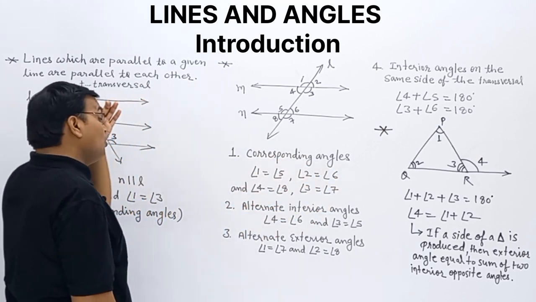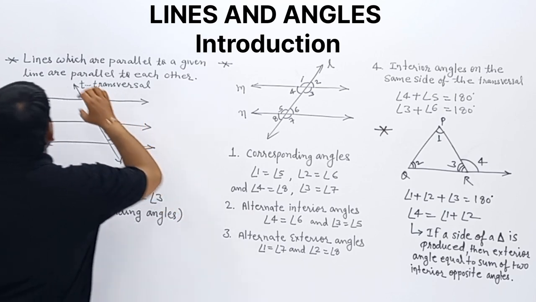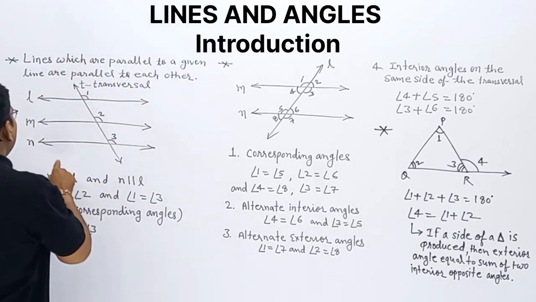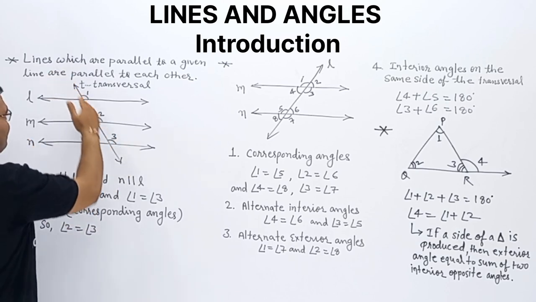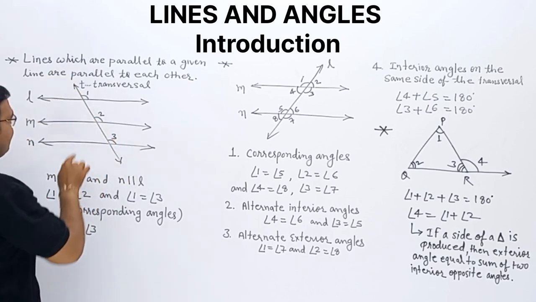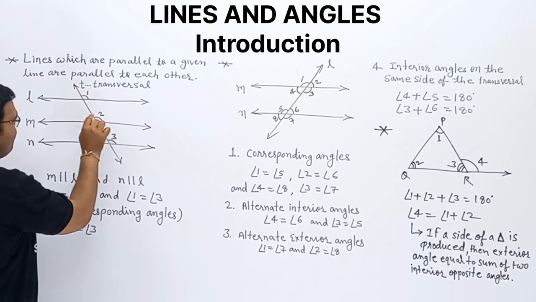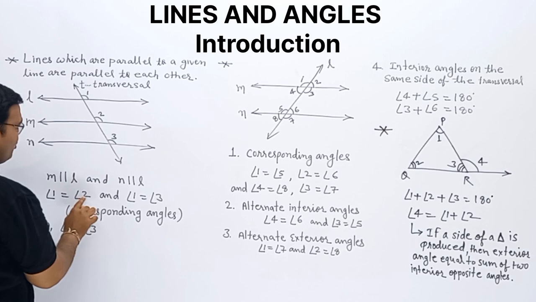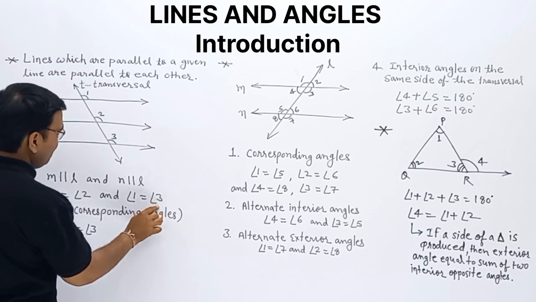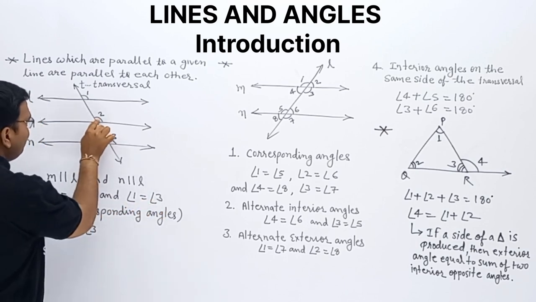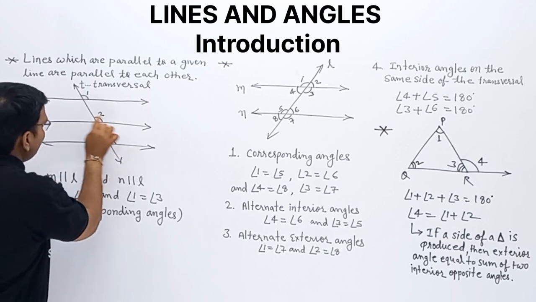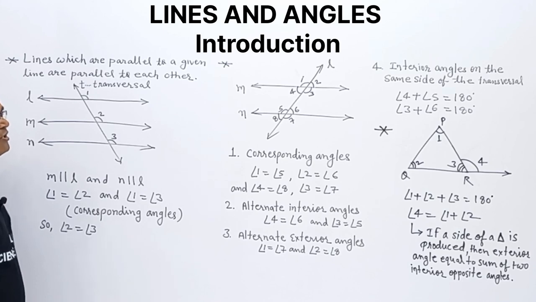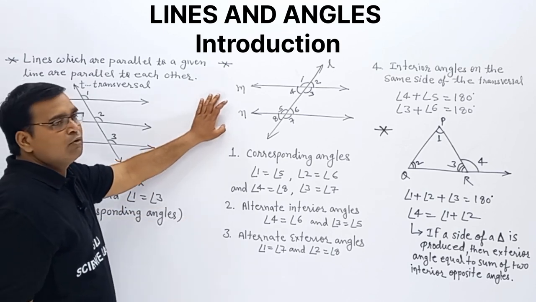Clear? Similarly, once we apply it to lines which are parallel to a given line, two lines are parallel to this given line, and we have one transversal T. Then one is corresponding to 2 and one is corresponding to 3. Why? Because once we take both lines, this will be corresponding to this one. Simple.